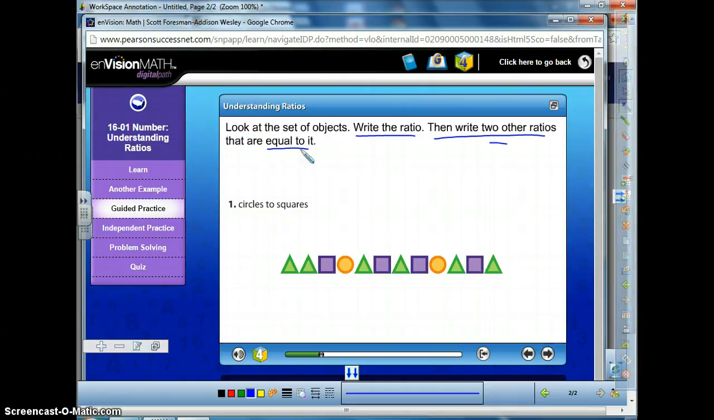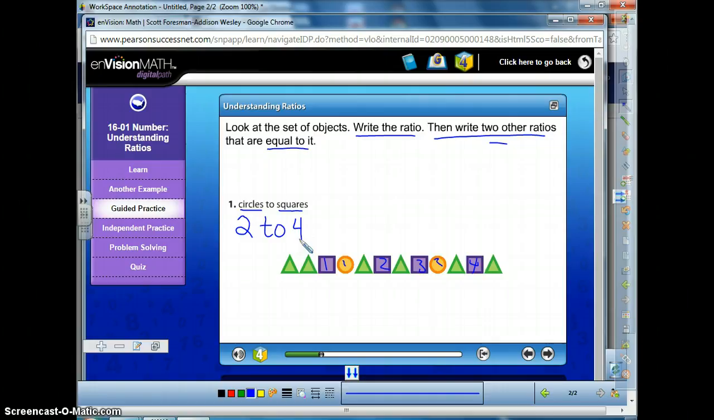All right? So, circles to squares. That means I need my number of circles first, then squares. So the number of circles we have, here's 1, 2. So we have 2 circles. I'm going to write it with the word 2. You may write it however you choose. To how many squares? 1, 2, 3, 4. To 4 squares. That's one of my ratios.